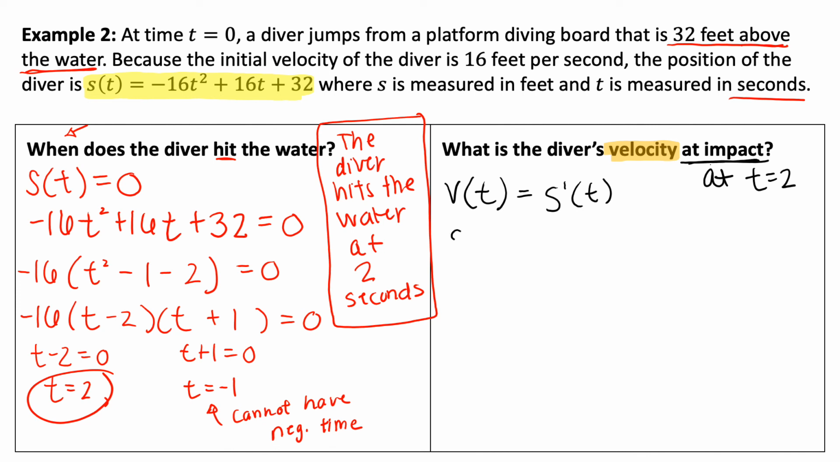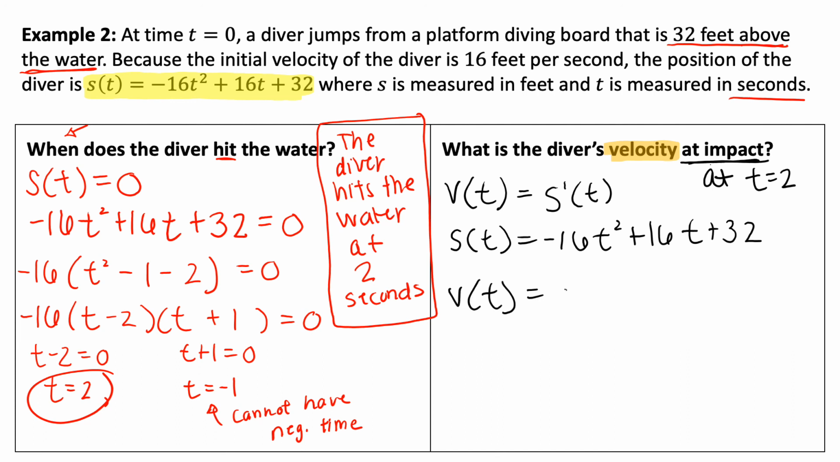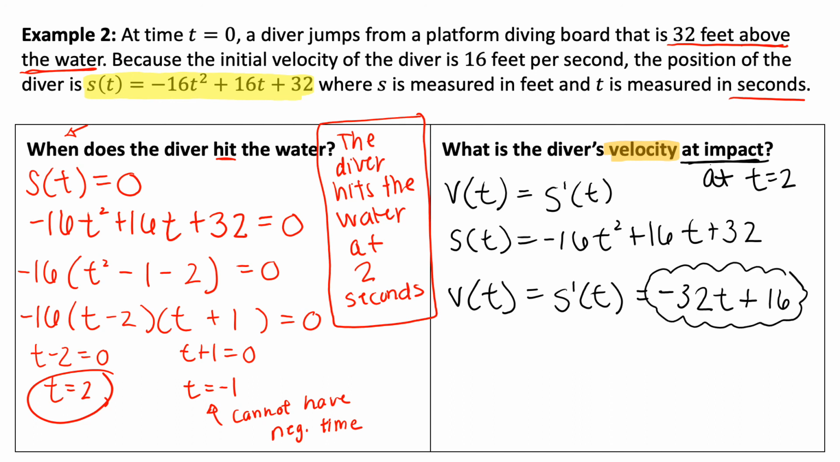So let's look at our position function s of t. And then from there, we want to go ahead and take the derivative. So we can write our velocity, v of t, is equal to the derivative s prime of t, which is equal to, using our power rule and our constant multiple rule, negative 16 stays in front, but we bring the 2 down. That gives us negative 32. Our exponent goes down by 1, so we're left with t. Plus, we keep our 16, we bring that 1 in front, and then our exponent goes down to 0. So our velocity function, v of t, is equal to negative 32t plus 16.